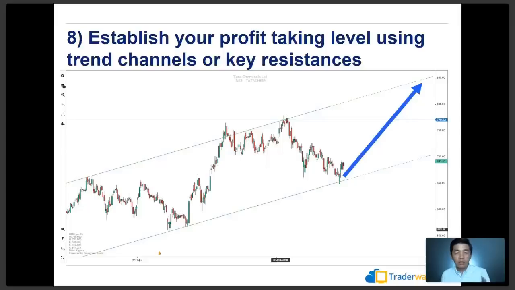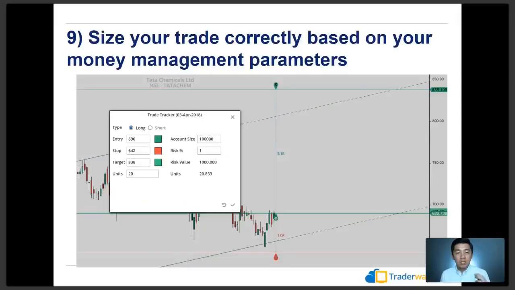All right, so now step 8 is to establish your profit taking level. So now you know your estimated entry level, you know your stop loss level, you know your profit taking level. The next very important step, which was the step that I missed earlier on, and I decided to put it in because I want to establish this step throughout all the webinars that I do, is to size your trade correctly. This is something that is an afterthought for many traders.